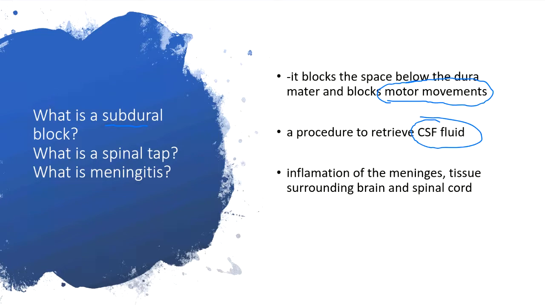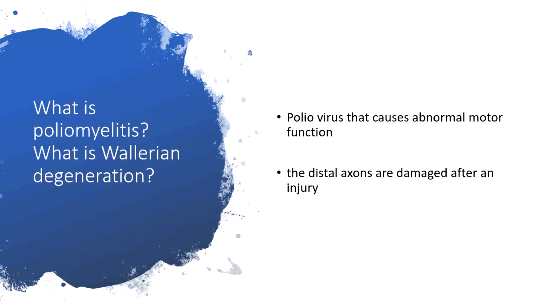What is meningitis? Remember, the meninges is the connective tissue surrounding the brain and spinal cord. They offer protection. So it's basically either a virus or a bacteria that causes this infection. Okay. And there's just an inflammation of that tissue. Lastly, what is poliomyelitis? It's just a polio virus that causes abnormal motor function. And then Wallerian degeneration.